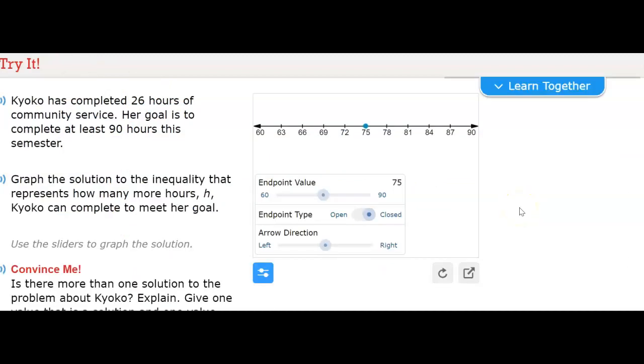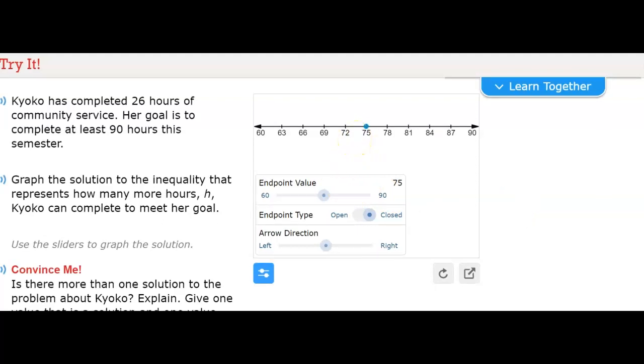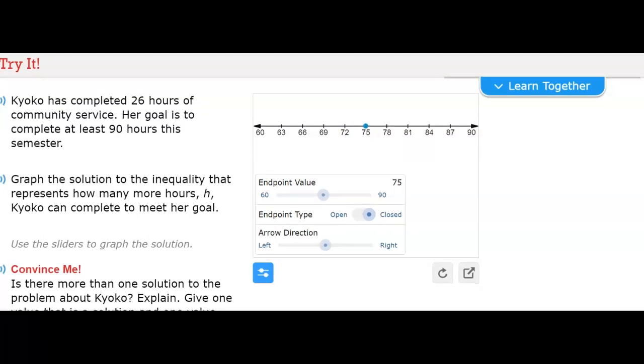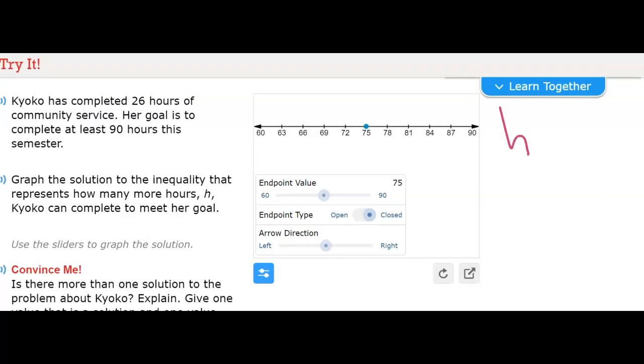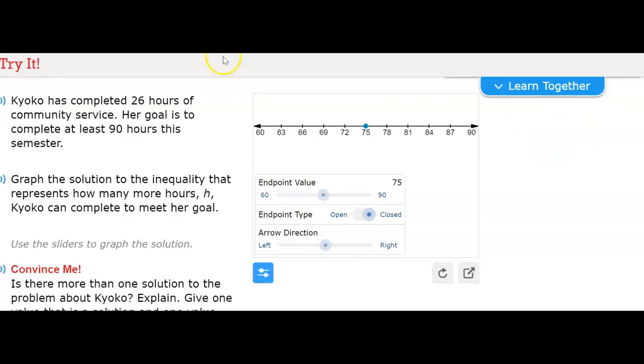Now we're going to graph our inequality. Our inequality was, let me just rewrite it, h is greater than or equal to 64.